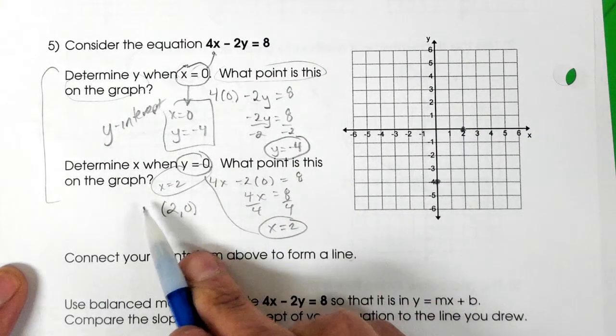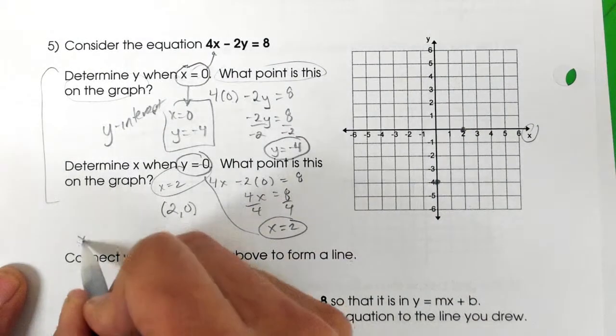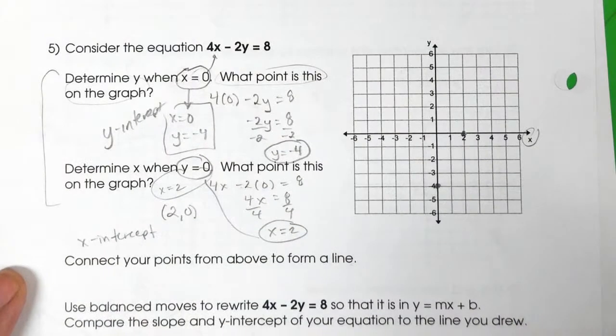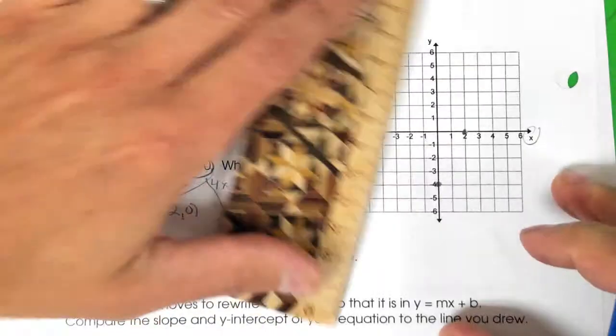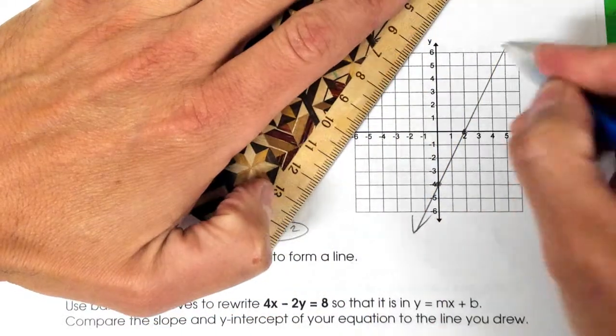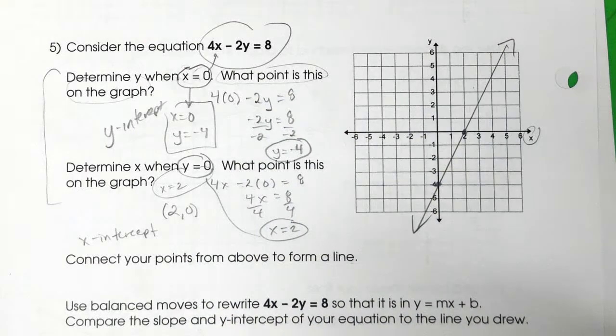Well, what point is this on the graph? Notice that point is on the x-axis. We call that the x-intercept. This method is called graphing by the intercepts. If we connect those two intercepts, we'll get a line that represents all the solutions to the equation 4x minus 2y is equal to 8.